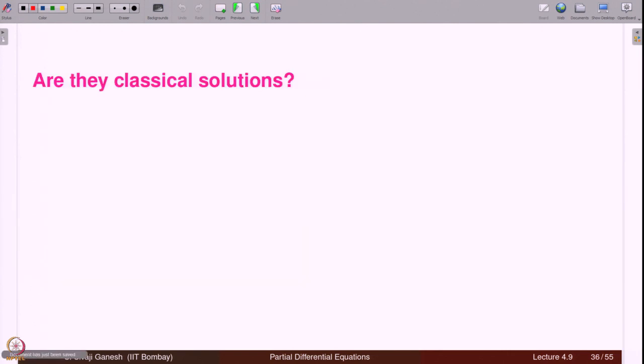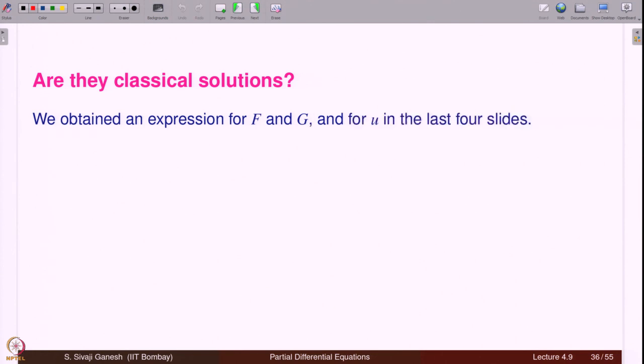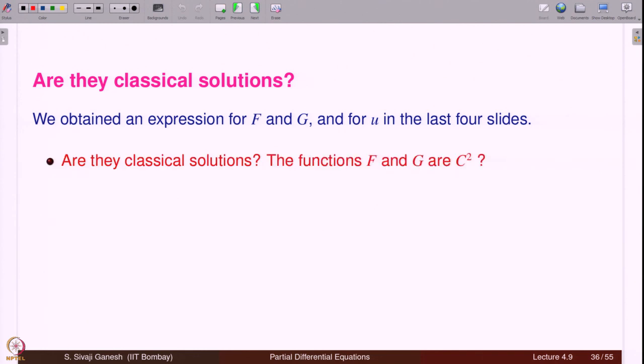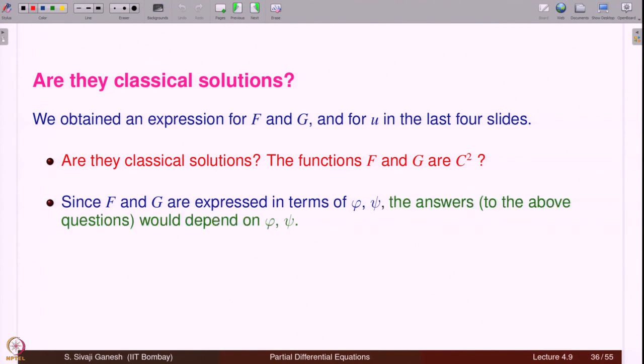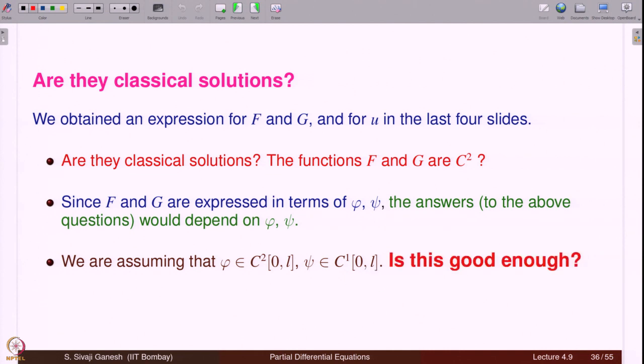So, now the question is, are they classical solutions? We obtained an expression for f and g and for u in the last 4 slides. Are they classical solutions? Are the functions f and g C2 functions? Since f and g are expressed in terms of phi and psi, answers will depend on phi and psi. So, we are assuming that phi is C2 of closed interval 0 l and psi is C1 of 0 l. Is this good enough?